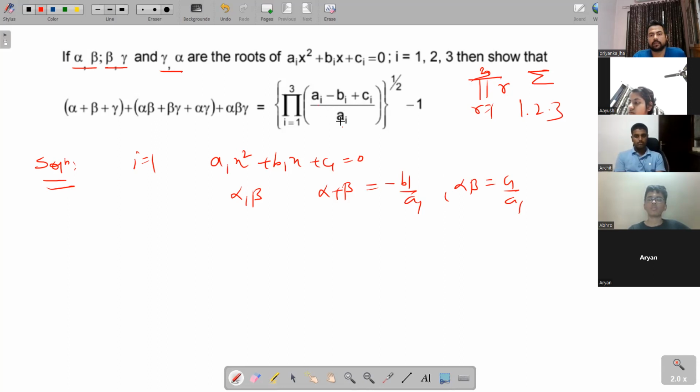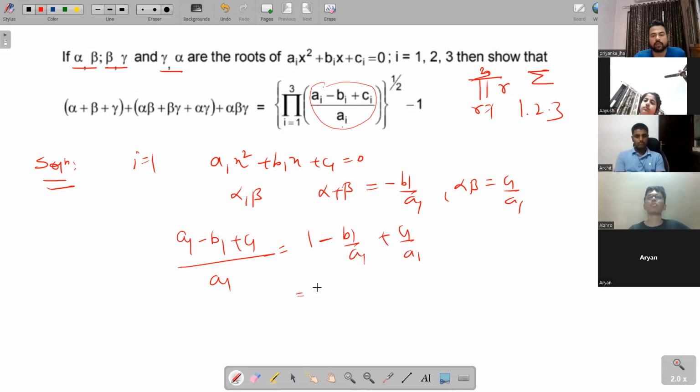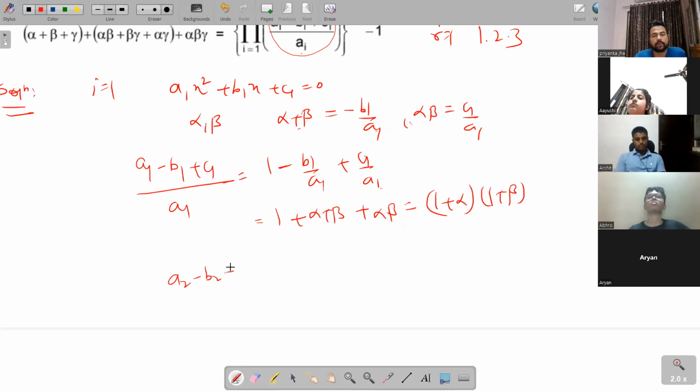Now, see one thing. You first try to identify what exactly this is. So this is a1 minus b1 plus c1 by a1. If you divide this, it is like 1 minus b1 by a1 plus c1 by a1. So 1 is 1. Minus b1 by a1 is alpha plus beta. C1 by a1 is alpha into beta. So if you factorize it, you will get 1 plus alpha into 1 plus beta. Now, similarly, a2 minus b2 plus c2 upon a2, you will get 1 plus the roots of other, which are beta and gamma.